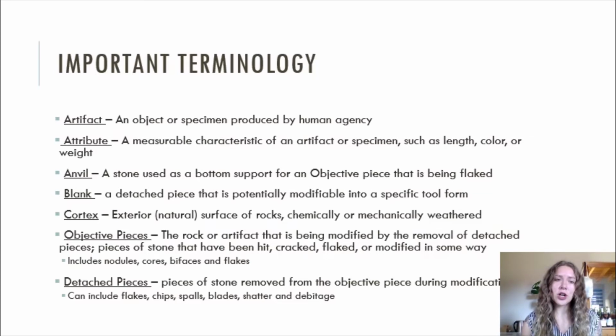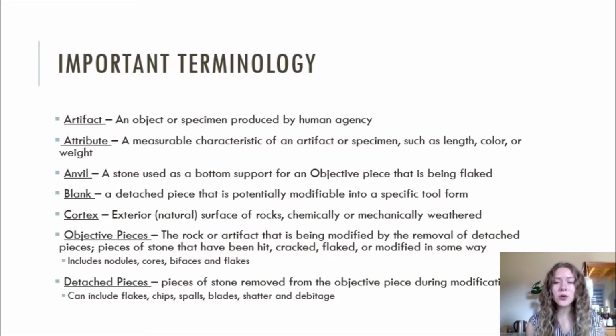The first term is artifact, which if you're familiar with archaeology, you're familiar with artifacts. An artifact is an object or specimen produced by human agency. The next term is an attribute, which is a measurable characteristic of an artifact or specimen, such as its length, color, or weight.